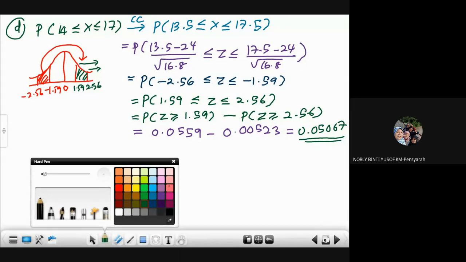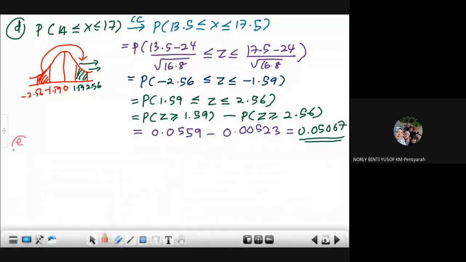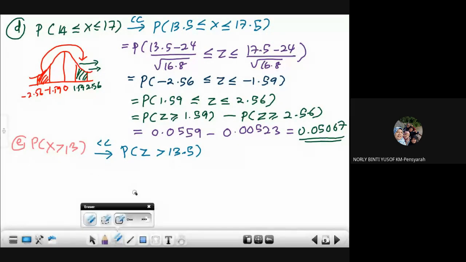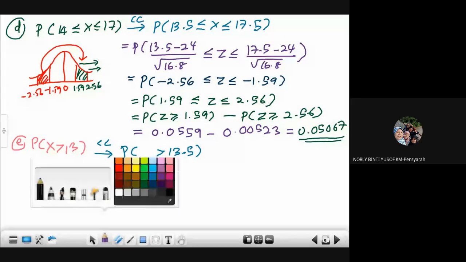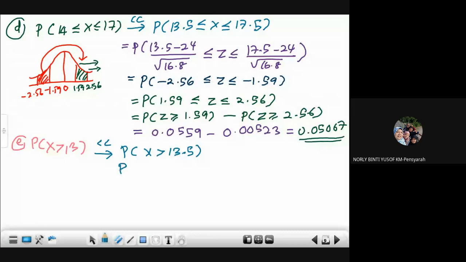Okay, sama juga dengan E. E greater than 13. So greater than 13 buat CC. Z plus, right? Because greater only, tak ada simbol sama dengan. So 13.5. Then barulah standardize. So ini X. Okay, CC masih X. Then barulah standardize. 13.5 minus 24 over square root 16.8. So you akan dapat Z greater than negative 2.56.